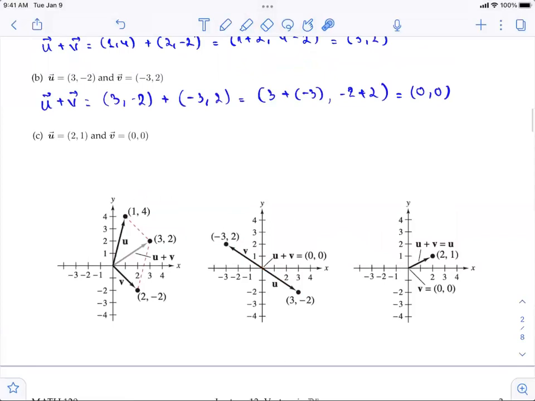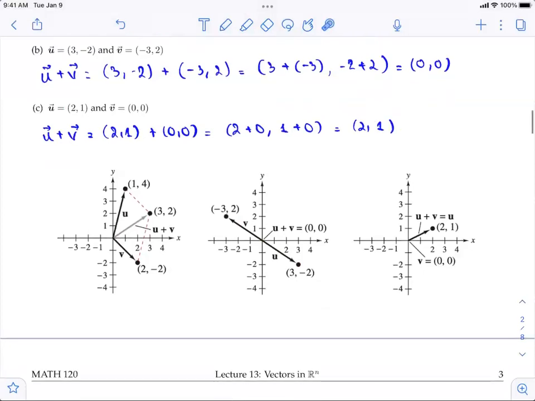All right. And the last example, you have the vector u equal to (2, 1), and the vector v is (0, 0). So v in this case is the 0 vector. So u plus v is equal to (2, 1) plus (0, 0). Well, this is 2 plus 0, comma 1 plus 0. So you obtain (2, 1). So when you add the 0 vector, it is just equal to the non-zero vector that you do the addition with.